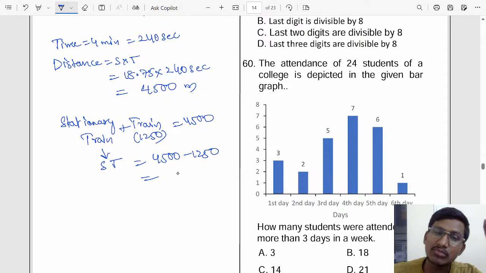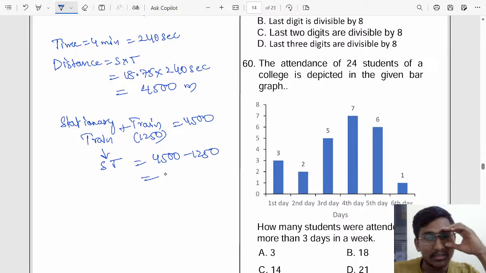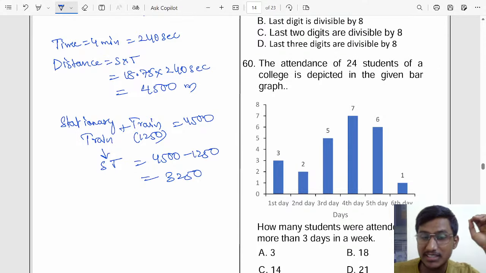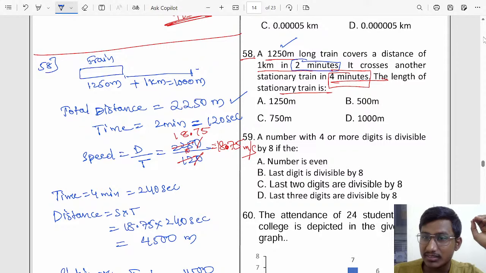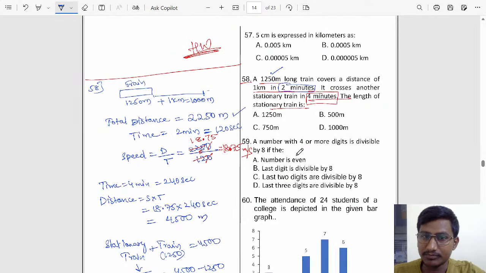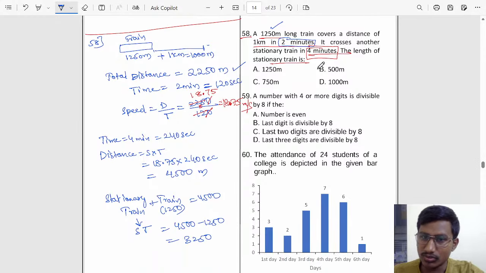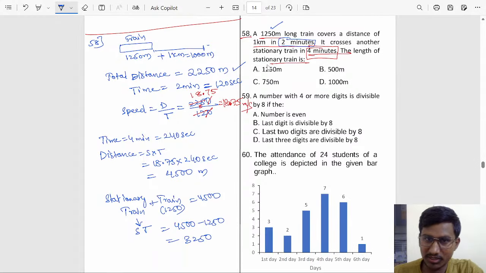So what will the answer be here? If you minus it, 4000 minus 1000 is 3000, and then 250, so 3250. The answer is what? Let me check. Okay, so there is no such answer here. Just a minute, I will check once again.